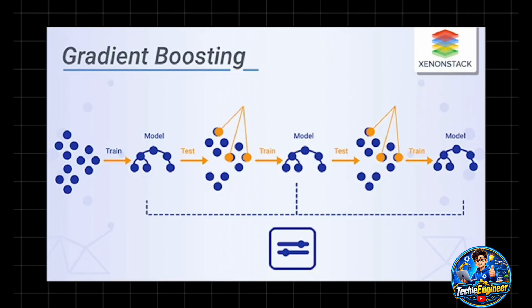Imagine you're building a team of weak players, simple decision trees, that together become a champion. GBM does this by adding trees one by one, each fixing the mistakes of the last. It's like learning from your errors step by step.